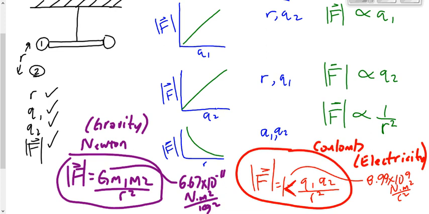Now, what's different about these? Well, we know that gravity is always an attractive force. Gravity can't be repulsive. But the electric force can be attractive or repulsive. Tell me why the electric force can be either one, whereas gravity can only be attractive.